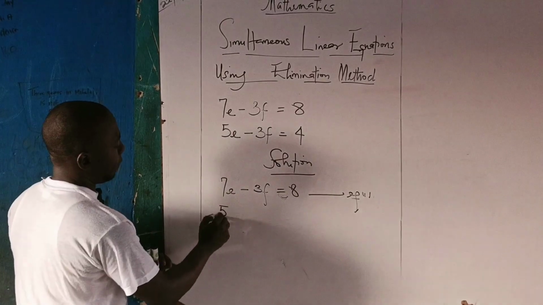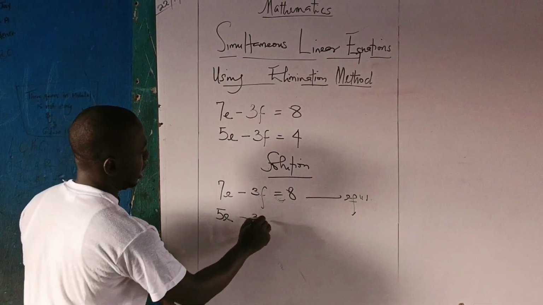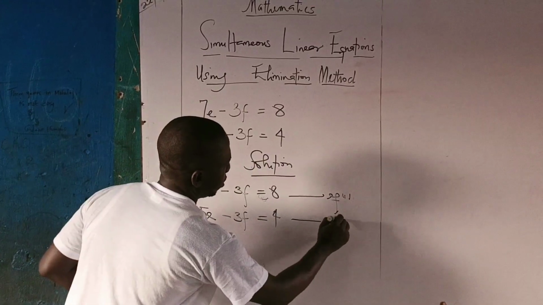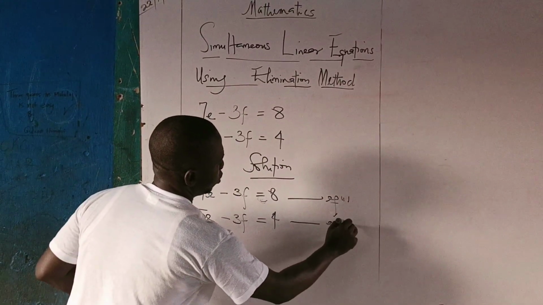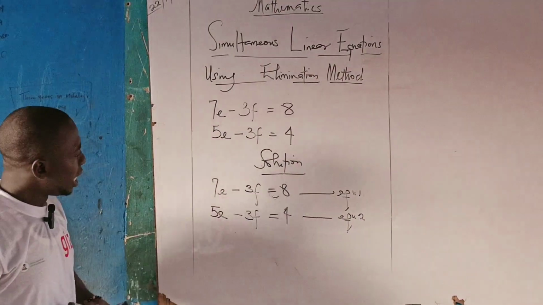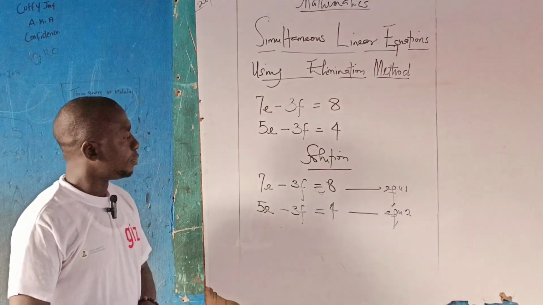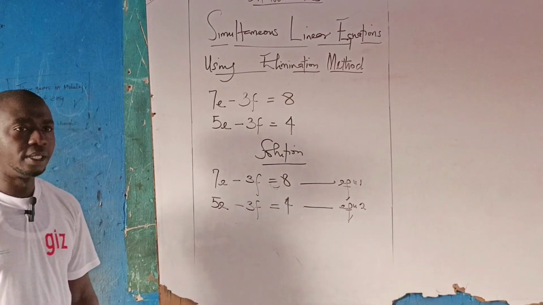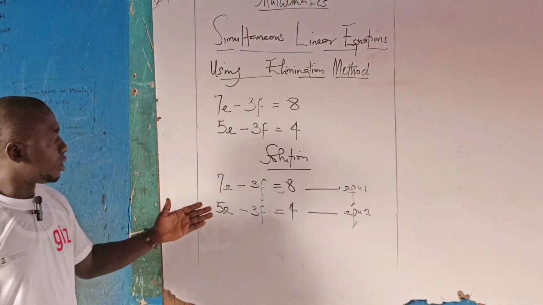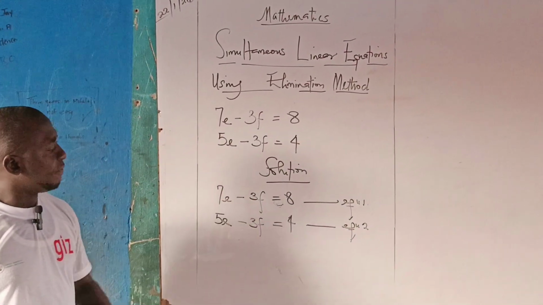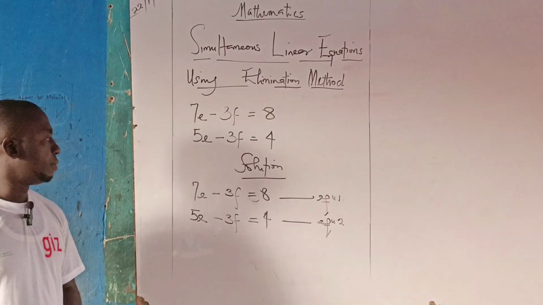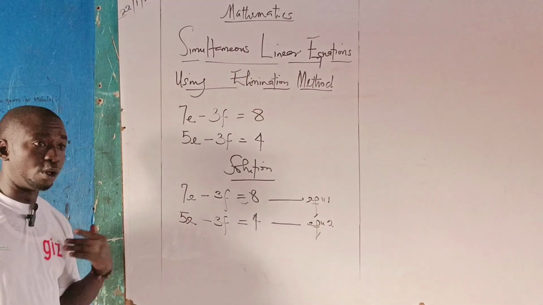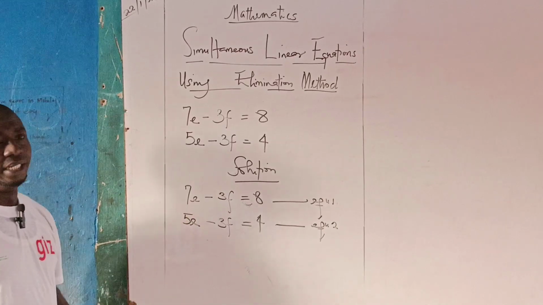We have 5e minus 3f equals 10. Equation 2. Now when you see this one, having identified the two given equations, you can tell me which of the variables you want to eliminate. F, because that one will be easier for us to eliminate than E.